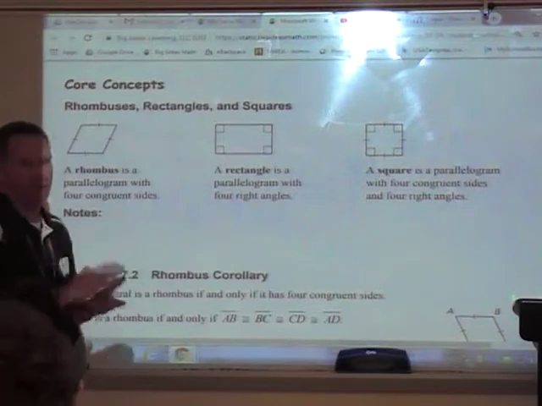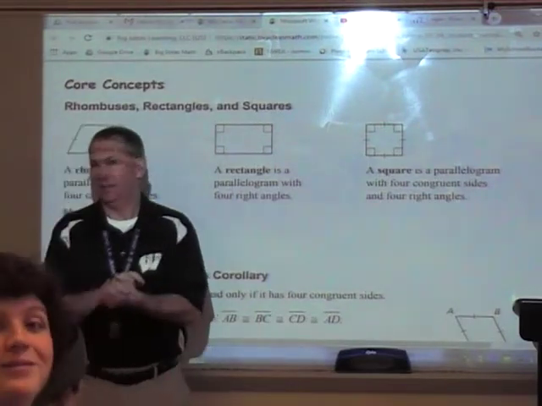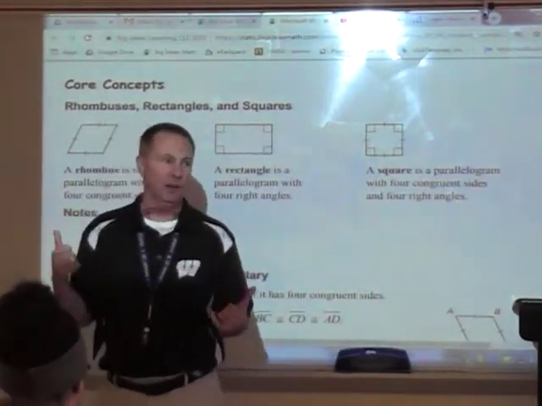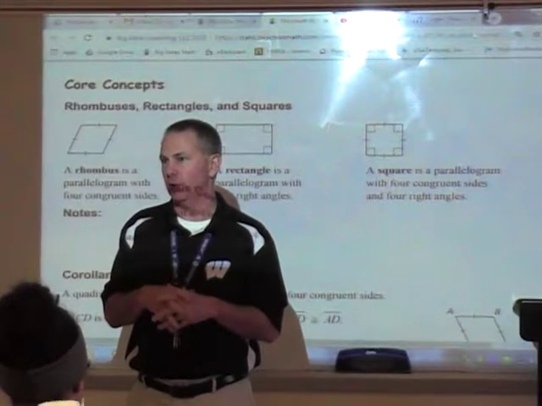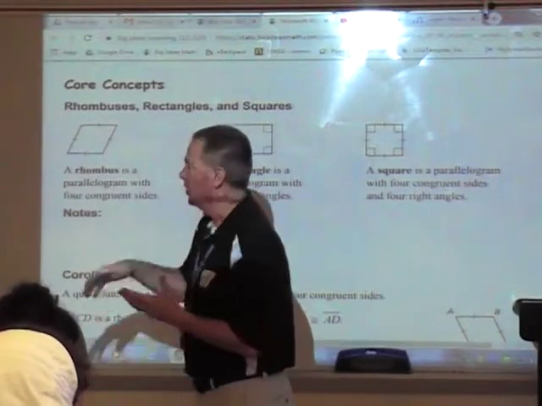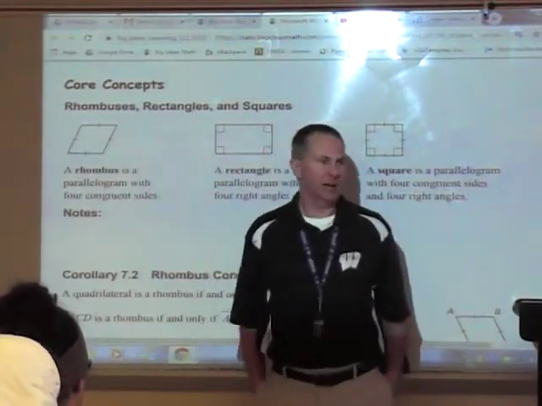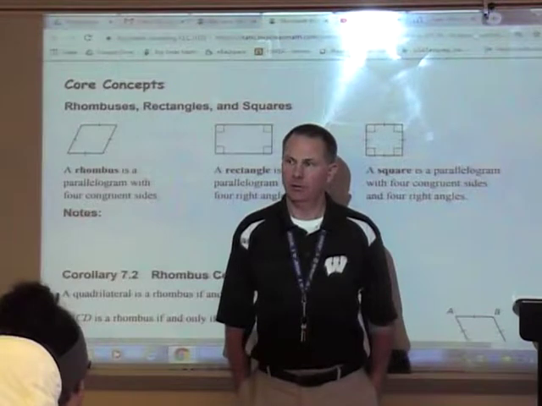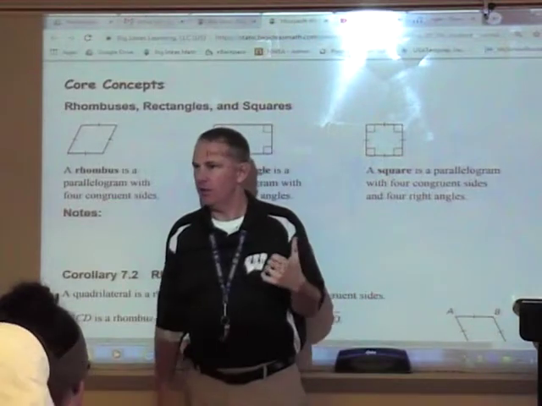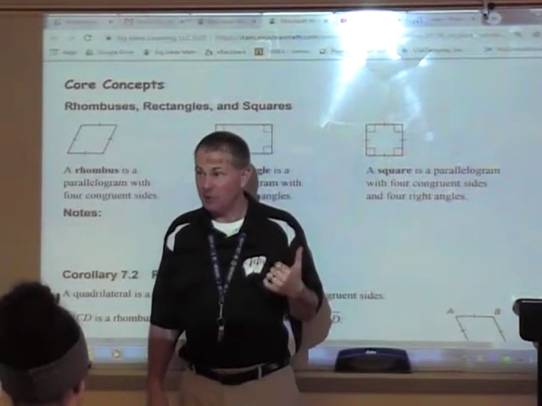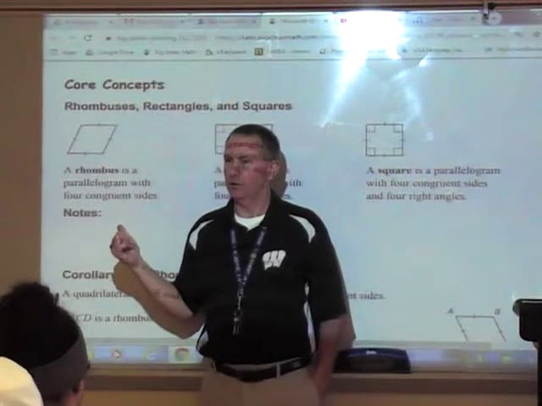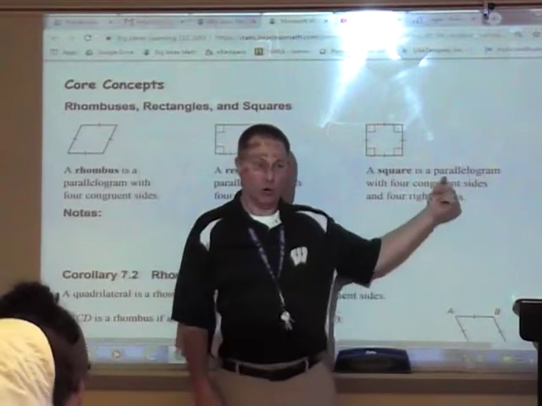Alright, having said that, this is a thinking section. It seems kind of easy at first because you're just dealing with a rhombus, a rectangle, and a square. But there's lots of little pieces that go into it, and you've got to think about what each definition is. In a rhombus, you have 4 sides that are congruent. Well, in a square, you have 4 sides that are congruent. So is a rhombus a square? Sometimes. Is a square a rhombus? Always.